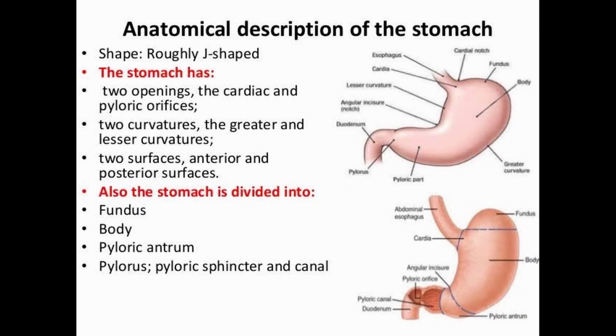So we can easily explain the anatomical description of the stomach: it is J-shaped. It has two openings, cardiac and pyloric, two curvatures, greater and lesser, two surfaces, anterior and posterior, and the stomach is divided into the fundus, body, pyloric antrum, and pylorus. In this there is a pyloric sphincter and the pyloric canal. So this is the anatomical description of the stomach.